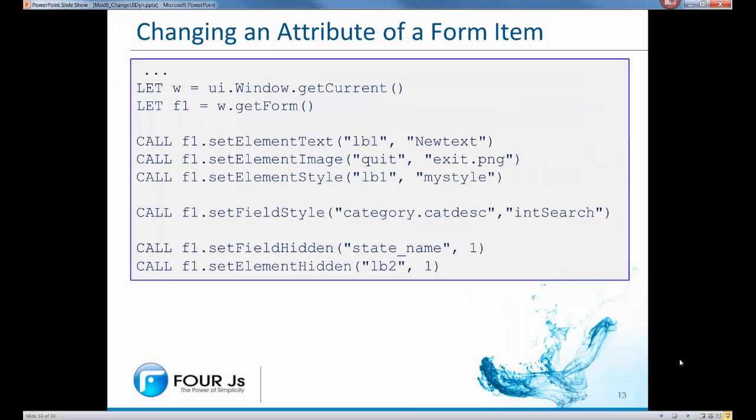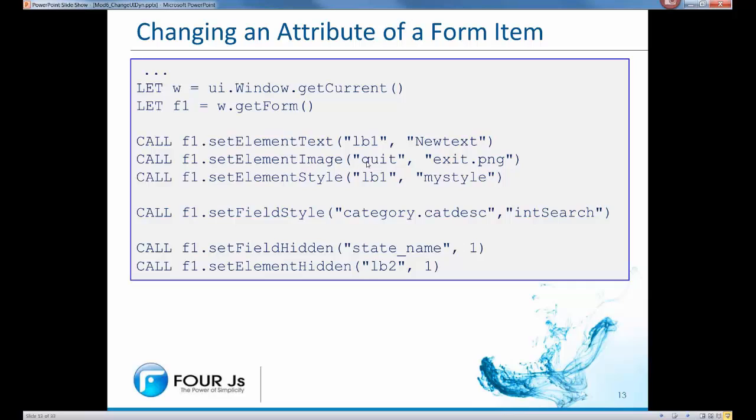Here's some more examples of changing an attribute of a form item. Again, we get our window handle and our form handle. The first one here in the form, I'm going to change the text of an element. I give the name that I've assigned that element, and then I just provide it with the text. So I'm assuming this is a button, LB1. It's going to now say new text.